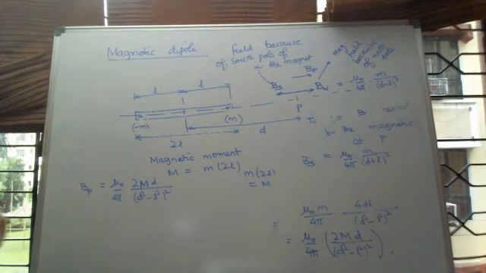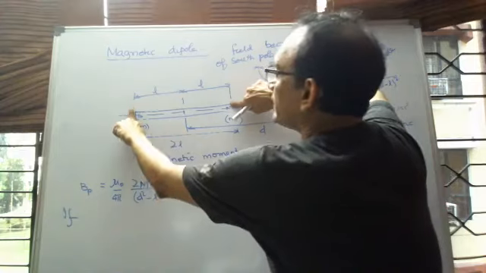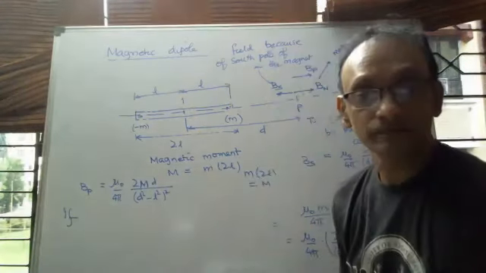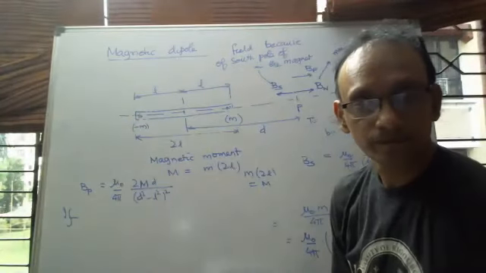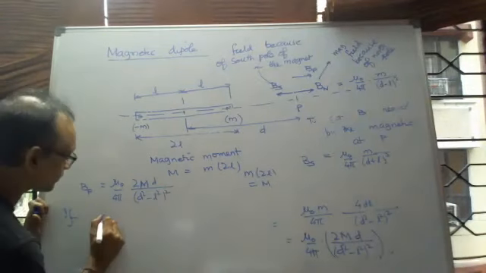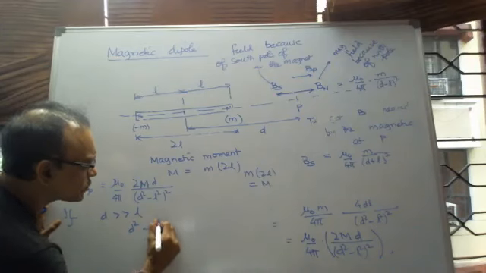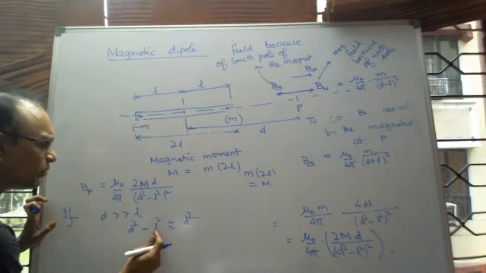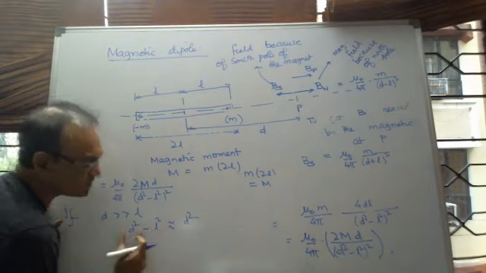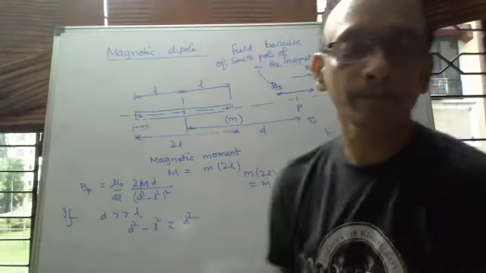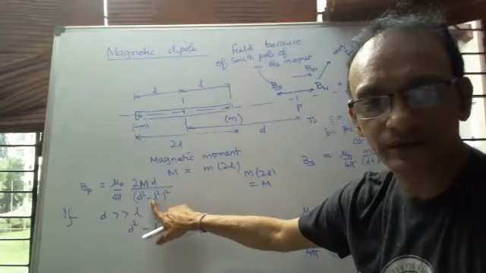Now look, if d is much larger than L, meaning this point is much further away than the size of this magnet, then d square minus L square will be roughly d square only. L is very small, so if you subtract a relatively small number from a very large number, it will remain equal to d square. So this is roughly d square, and I can replace this by d square.